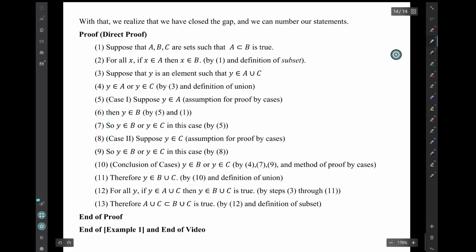You can see that in this proof is the frame that was inevitable. These steps we didn't really have any choice about. And then the mysterious gap in the middle that we filled with that proof by cases. That's the end of that example, and that's the end of this video.